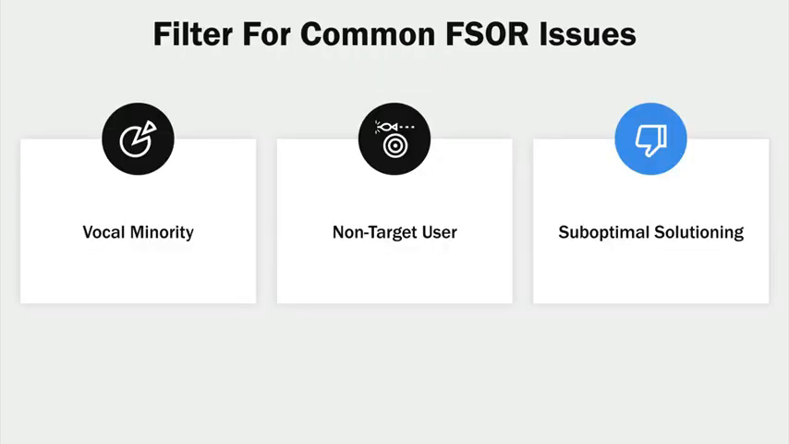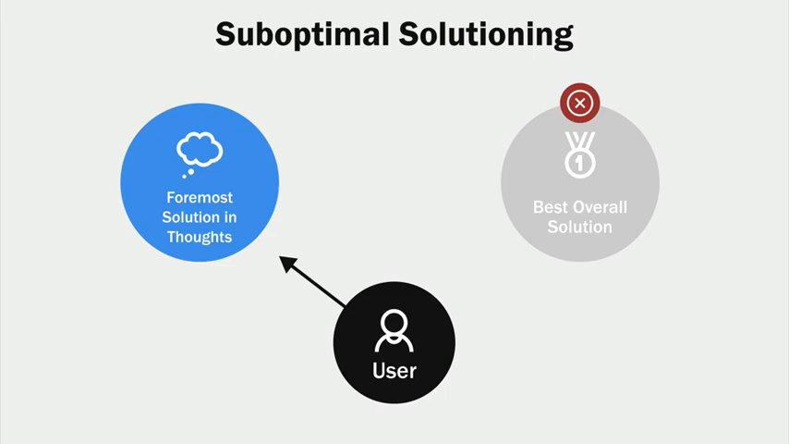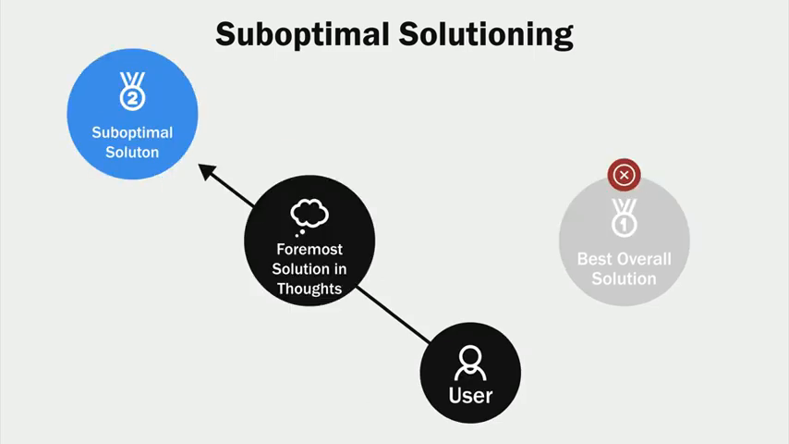The third common issue is suboptimal solutioning. Users and customers typically communicate the solution that is most top of mind to them, not the best solution overall.